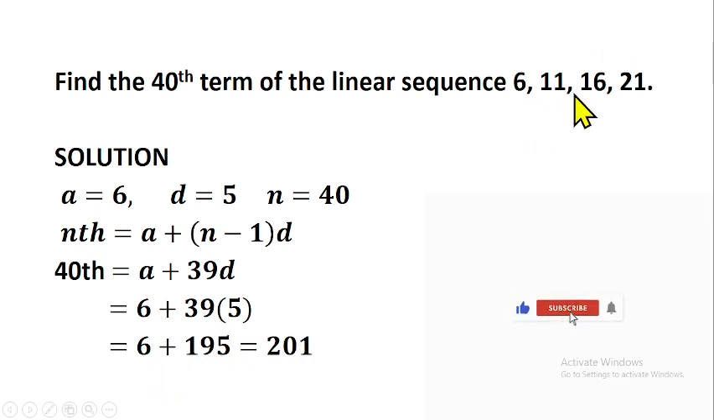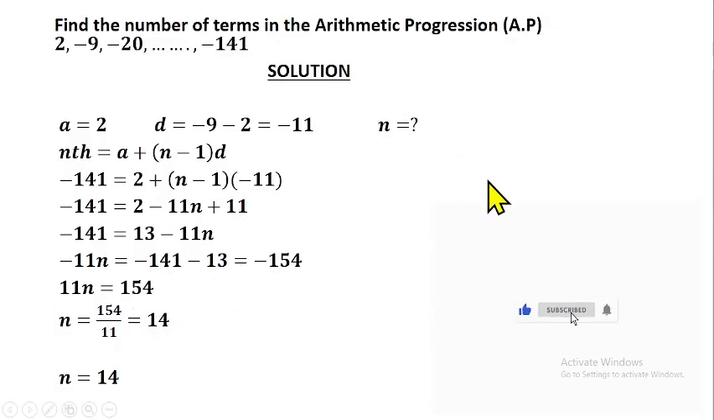So if you continue this sequence by adding 5, adding 5, by the time you get to the 48th term, you see the answer there. I hope you understand that. Let's see another question. Good.